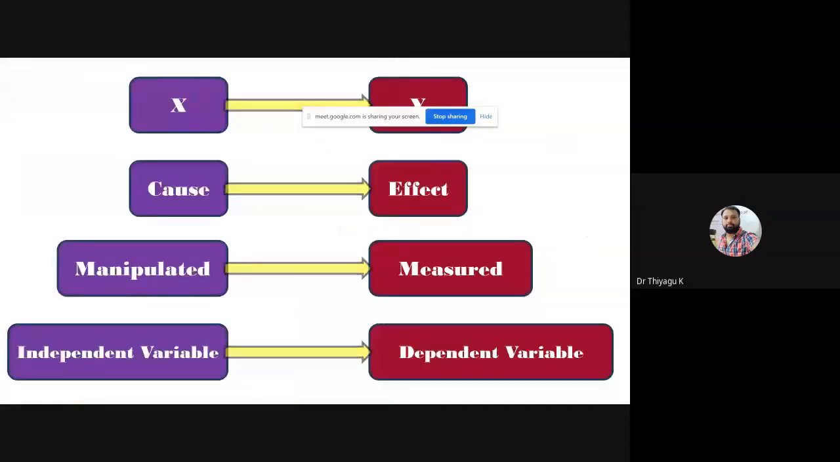Sometimes we may use different names for independent and dependent. Independent is X, dependent is Y. Then causing variable, affecting variable. What is the effect variable? Does the effect represent independent or dependent?